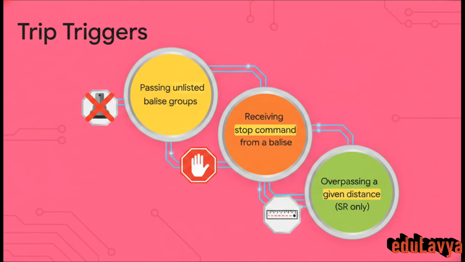Even in these manual modes, the ETCS retains some incredibly strict safety nets. For example, if you're in staff responsible or shunting mode, the trackside can send a list of expected Balise groups. If the train passes a Balise group that isn't on that list, boom, the system intervenes. It'll also jump in if it receives a specific stop if in SR or SH command from a Balise, or if the train overpasses that given distance limit while in staff responsible mode.